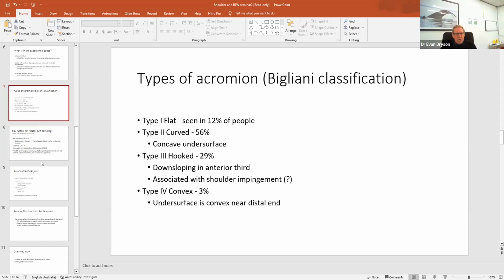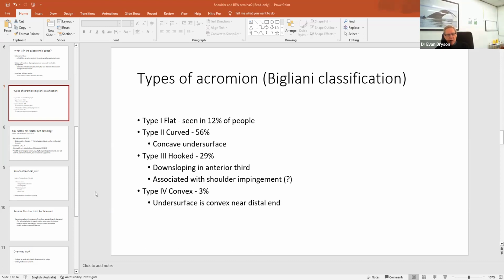So let's come back to anatomy. I told you about the acromion, which is sitting on the top of the subacromial space. And there are, in fact, different types of acromion in different people. So if it's got a flat undersurface, it's called type 1. If the undersurface is curved, that's concave, it's called type 2. And both of those don't have any effect on impingement of the underlying tendons because they're not poking down into the space. But look at type 3.